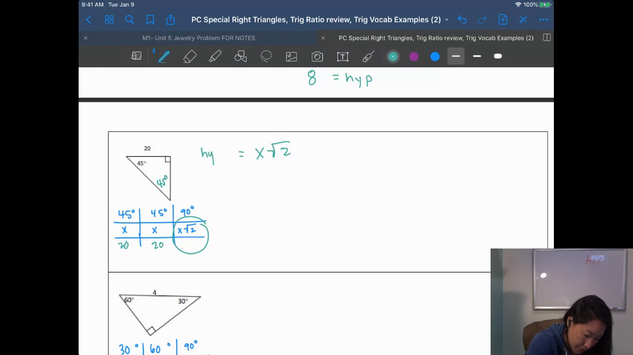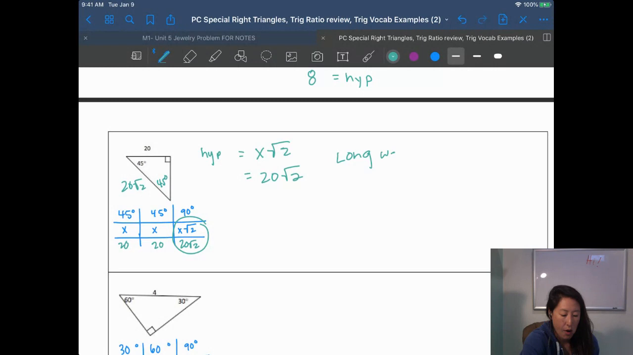20 times root 2. Again, this is the long way. If you can just see this, that 20 is equal to x, and you just plug it in, that's fine.